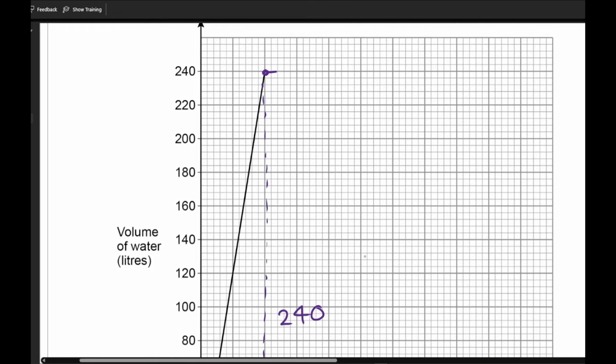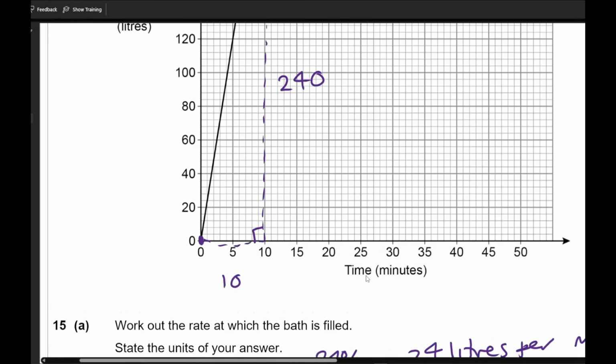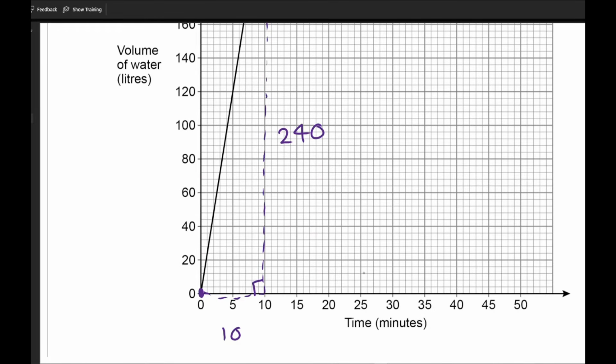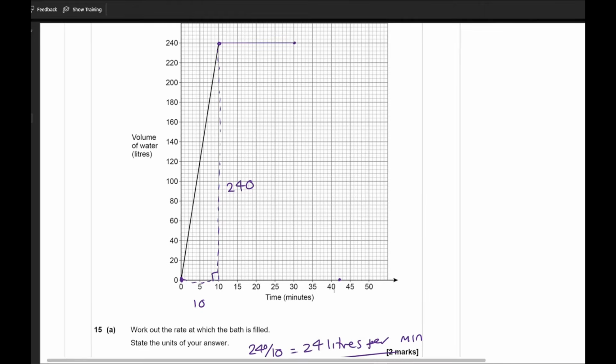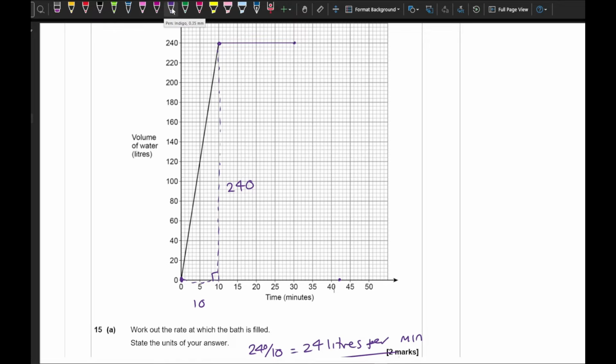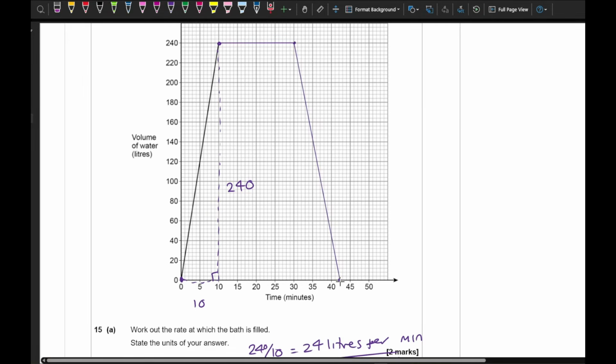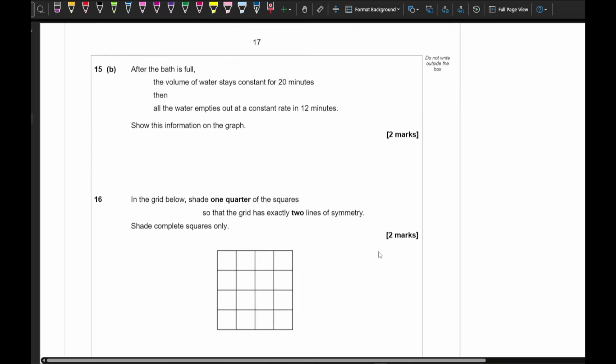So if I draw a straight line, remembering to use a ruler for this, in which I get this point here, and then it empties in 12 minutes. So from 30 minutes it's going to be totally empty by the time it gets to 42 minutes, which is there. So all I then need to do is to draw a straight line from that 30-minute mark all the way down to 42. So if I find my straight line from here to there, and there we go, that's our completed diagram.